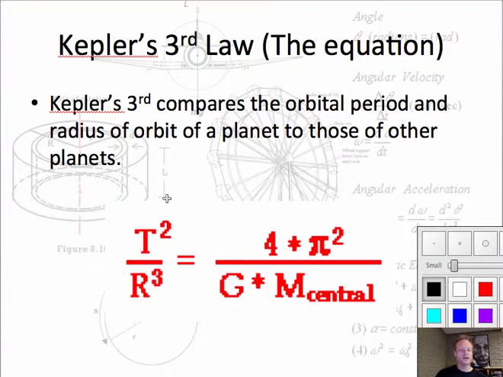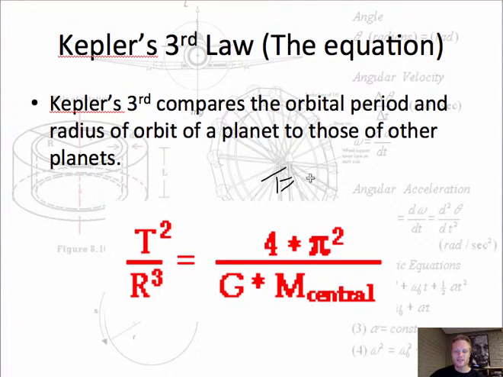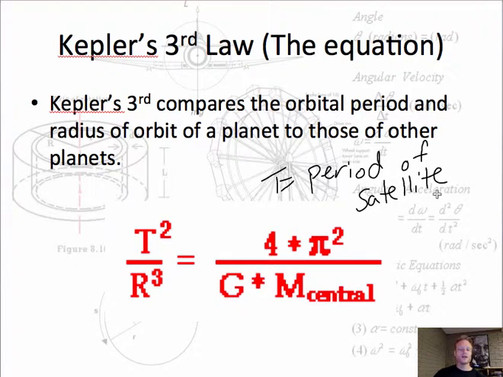Well, T squared, T is the period of the satellite. I'll write that in here. T equals the period of the satellite, so how long it takes to orbit the object. And typically, this is going to be represented in seconds. A lot of times you'll get the answer and convert it into hours or days or years or whatever you need, but typically it's going to be in seconds.